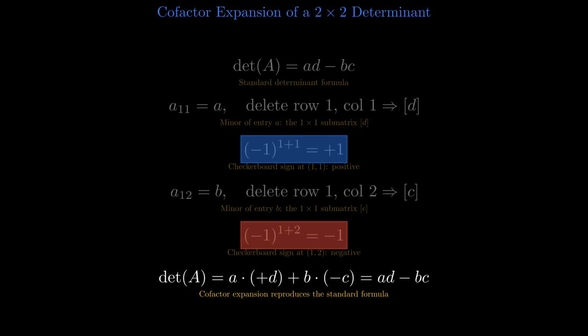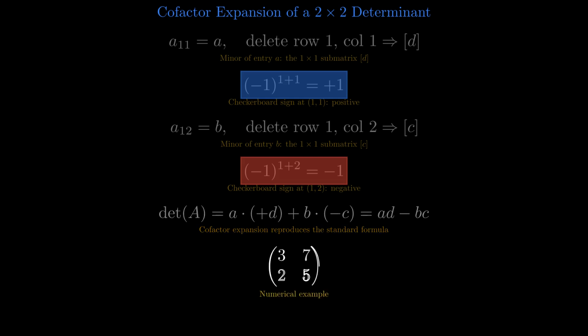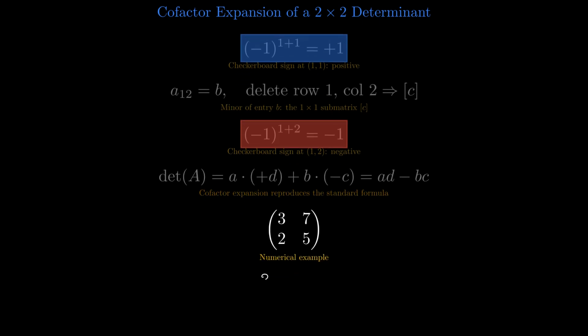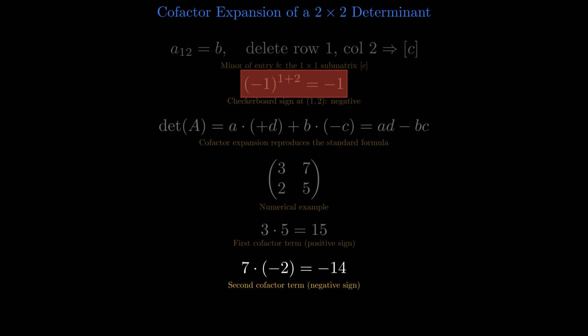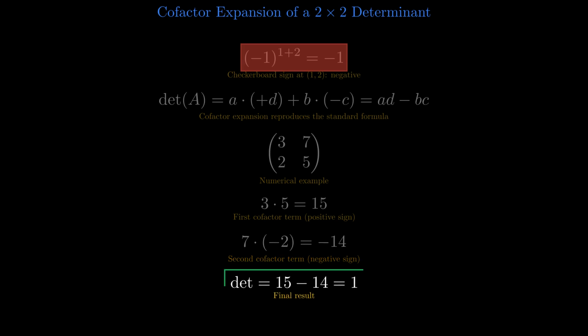But from a new perspective, using cofactor expansion, let's do a quick numerical check. Take the matrix with entries 3, 7, 2, 5. The first term is 3 times 5, which equals 15. The second term is 7 times -2, which equals -14. So the determinant is 15 minus 14, which equals 1.